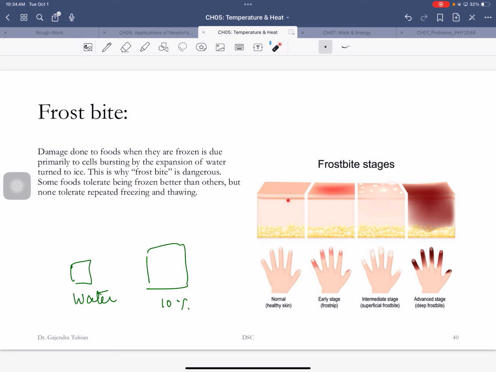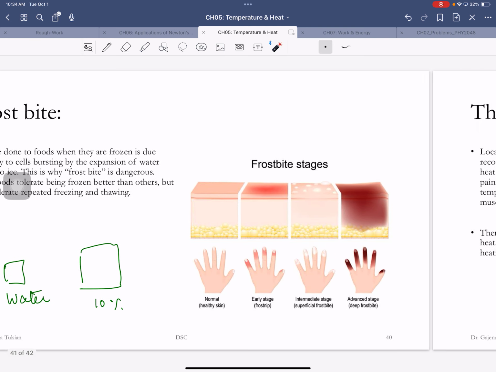So this is normal skin, this is early stages, a frost nip, and this is deep frostbite. A lot of cells have died.